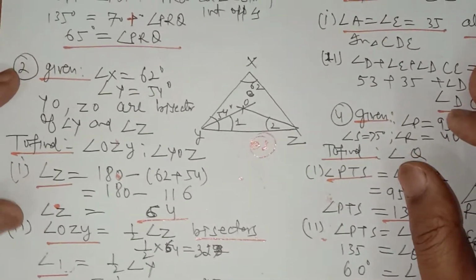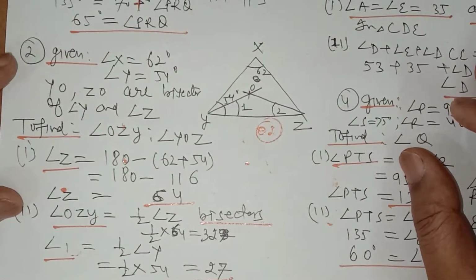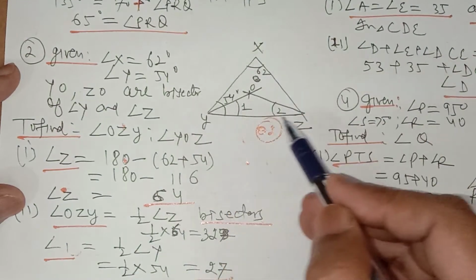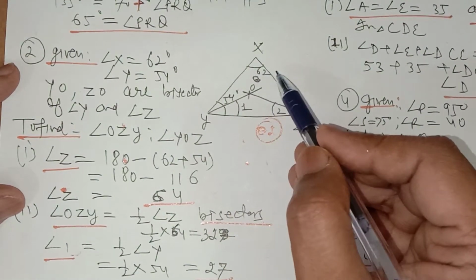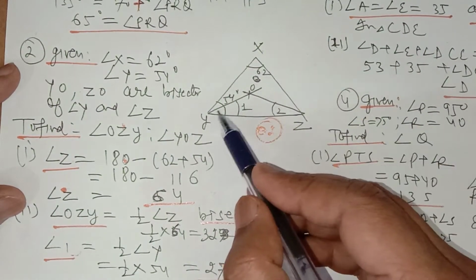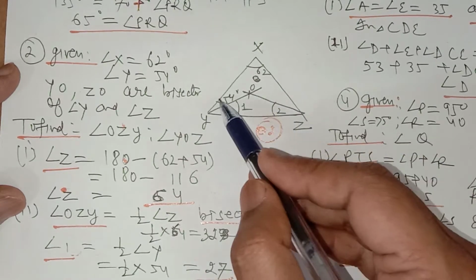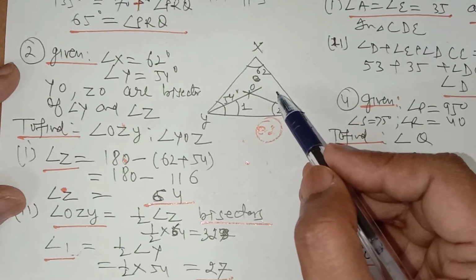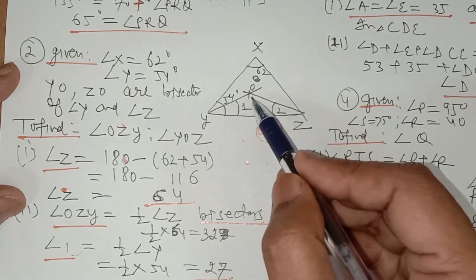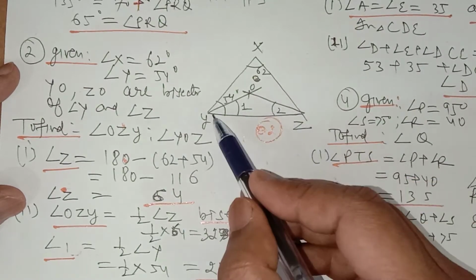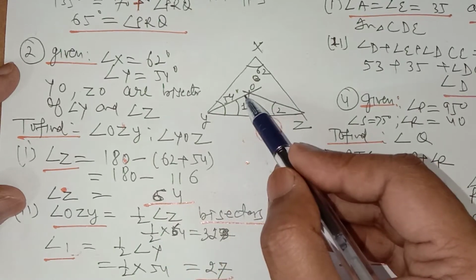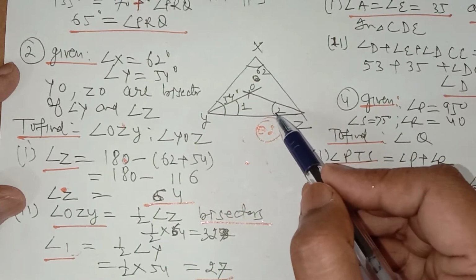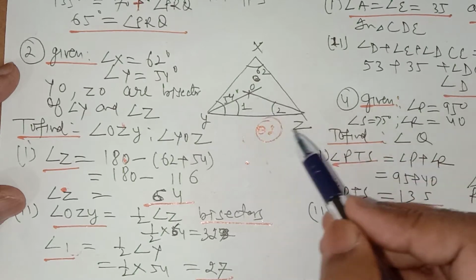Now in question number 2, see it carefully, it is a good question. There is a triangle XYZ. In this, angle X is given as 62, and YO and ZO are the bisectors of angle Y and angle Z. You have to find this angle OZY and this angle YOZ in this figure.